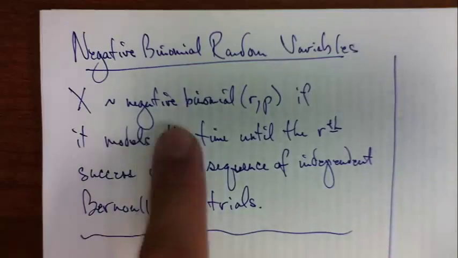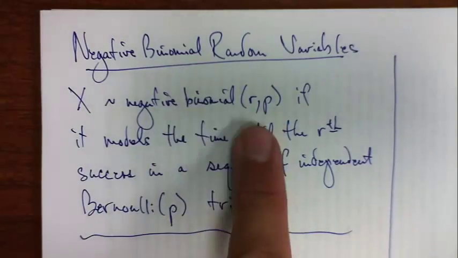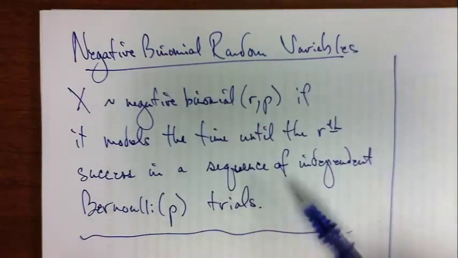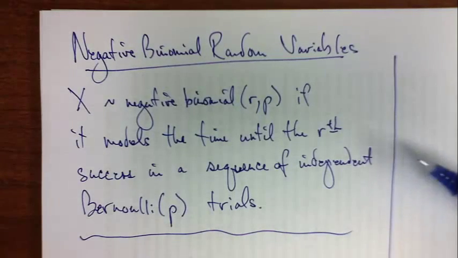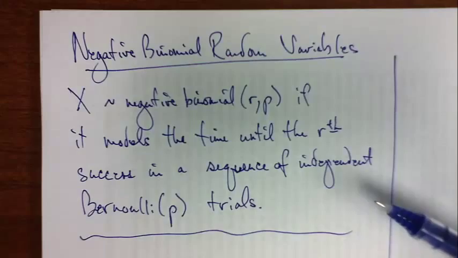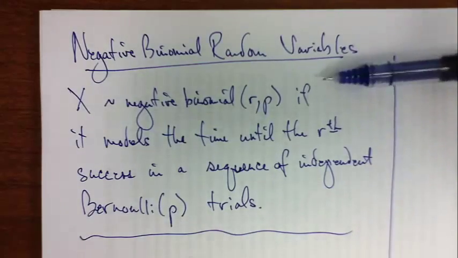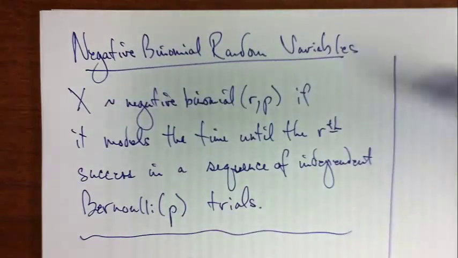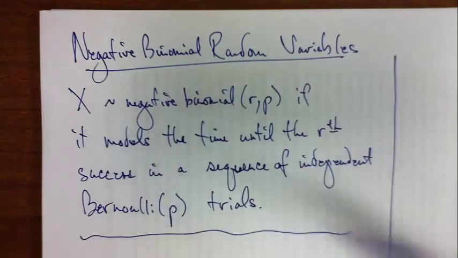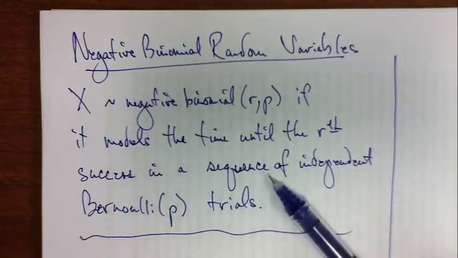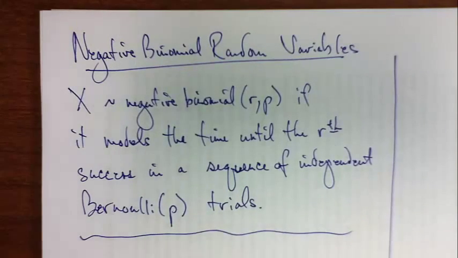Alright, so negative binomial random variables. X is a negative binomial random variable with parameters r and p if it models the time until the rth success in a sequence of independent Bernoulli p trials. Okay? Know this. With all of these random variables we're covering, be sure to know the meaning of a negative binomial random variable. It models the time until the rth success in a sequence of independent Bernoulli p trials.